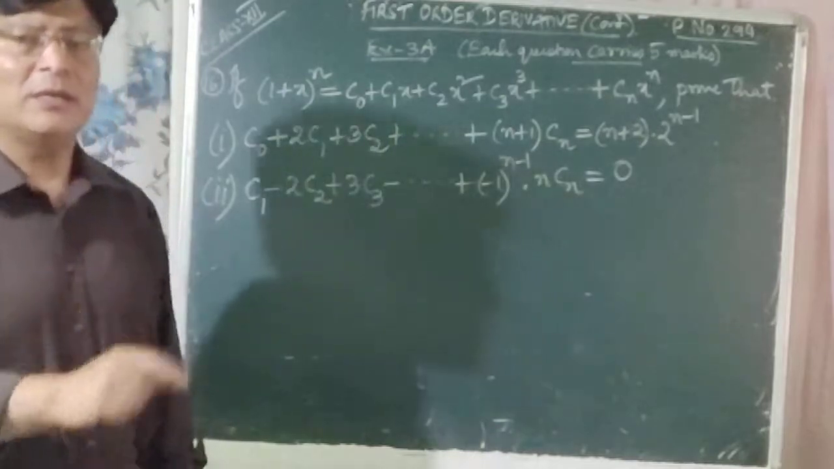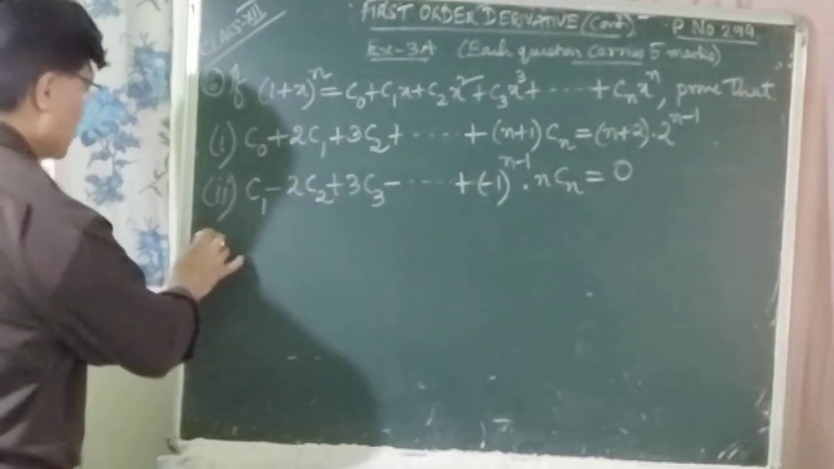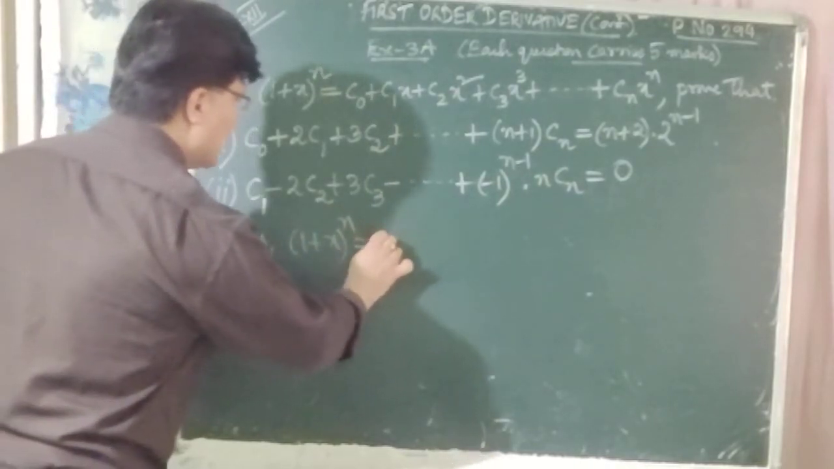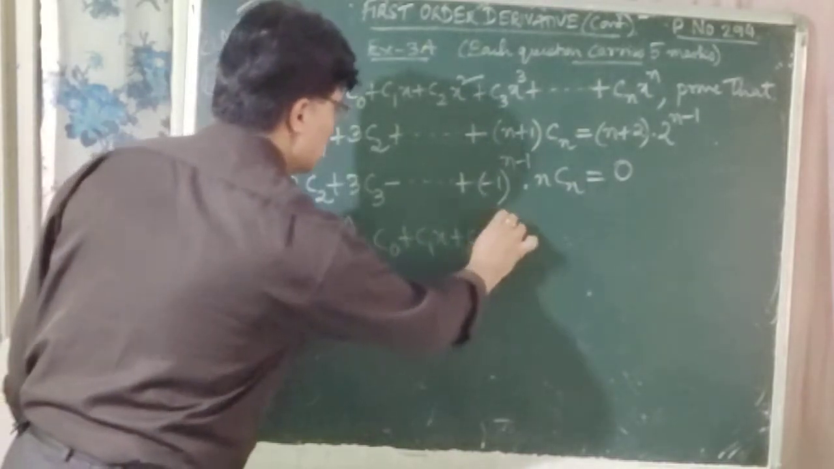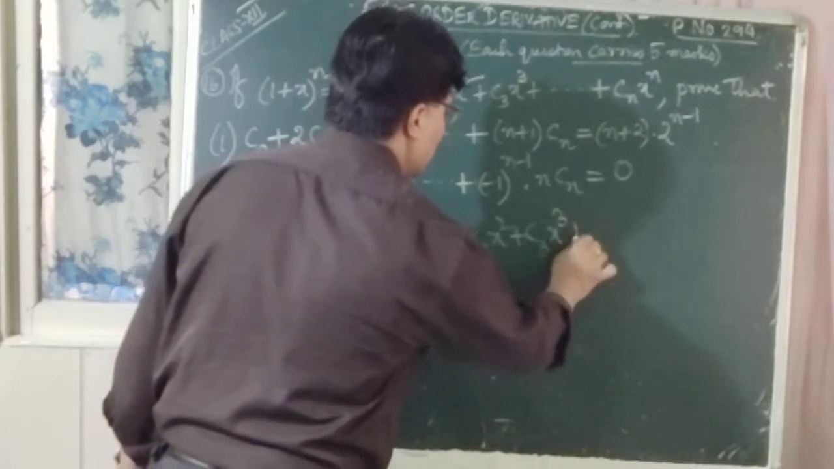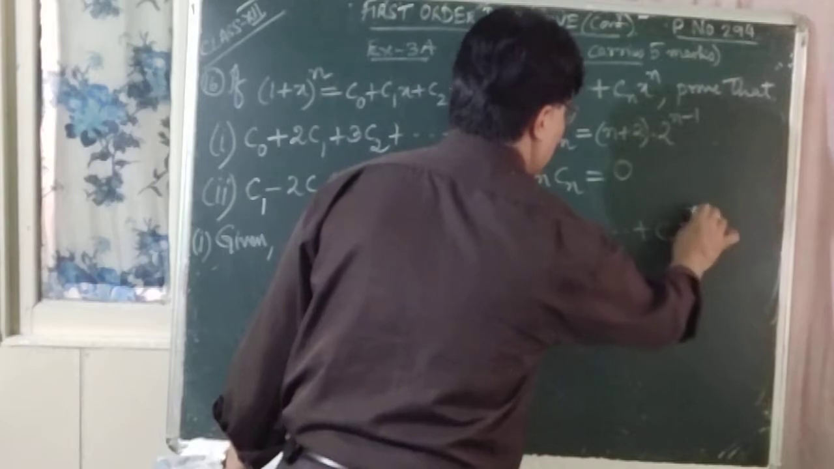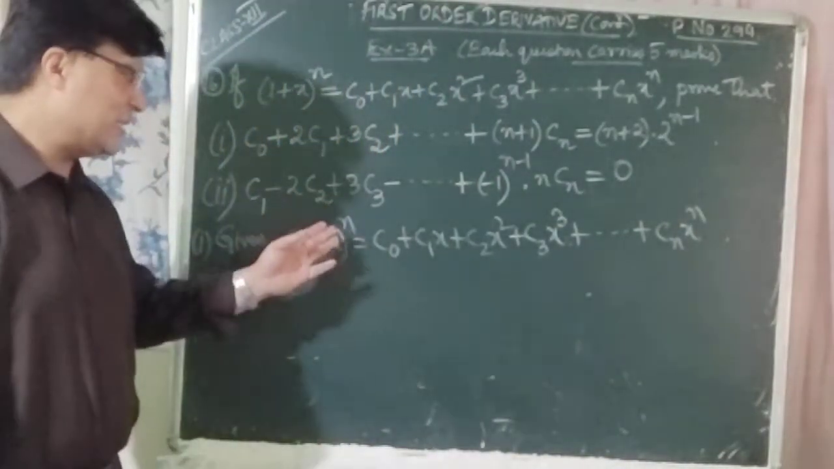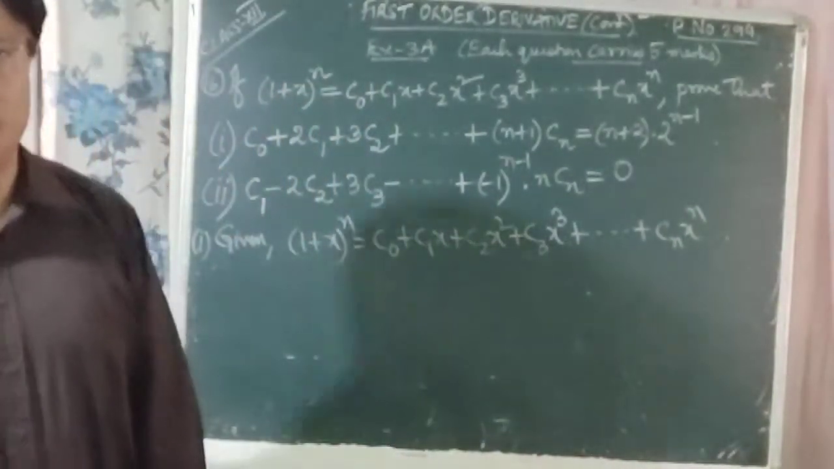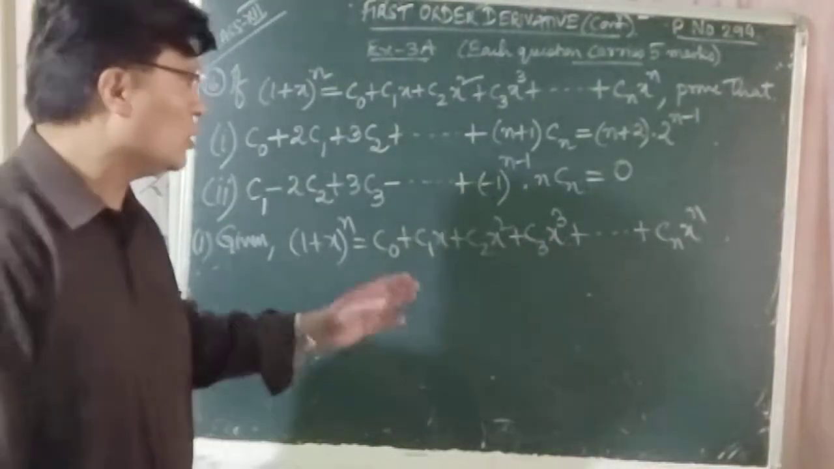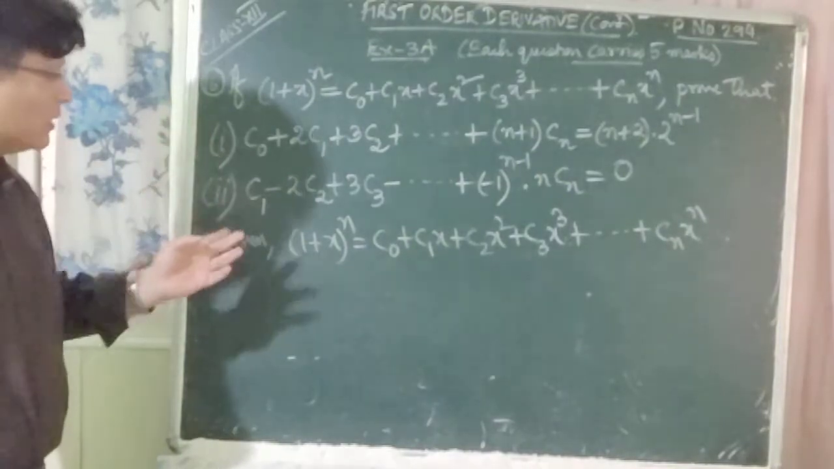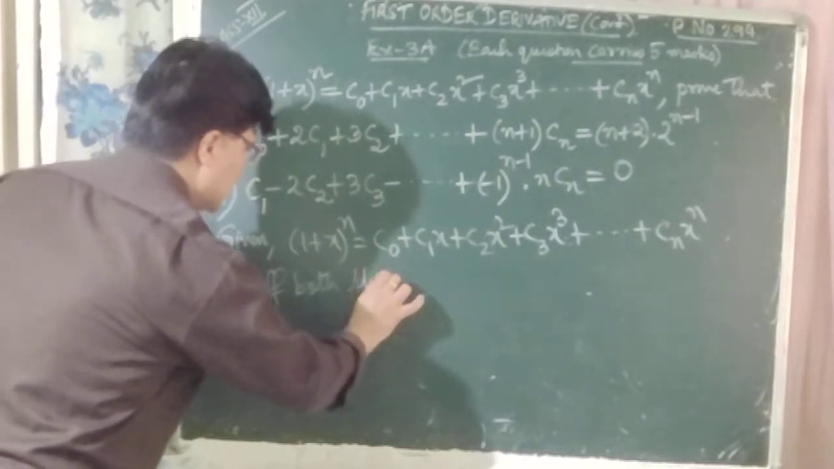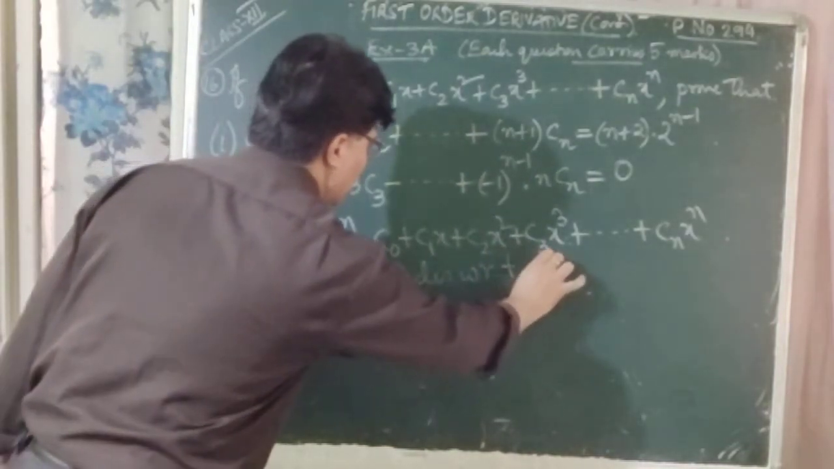Let us prove number one from the given binomial expansion. So what is the given expansion out here? It is (1 plus x) to the power n is equal to c0 plus c1x plus c2x square plus c3x cube plus ... plus cnx to the power n. This is the binomial theorem, where c0, c1, c2, c3, ..., cn are known as binomial coefficients, or constants also. So using differentiation, you have to prove relation number one. Now differentiate both the sides with respect to x.